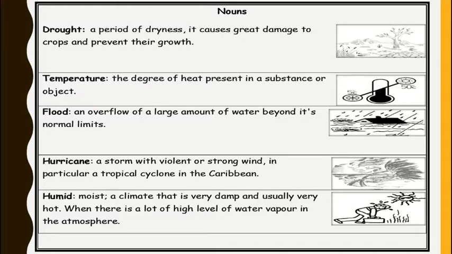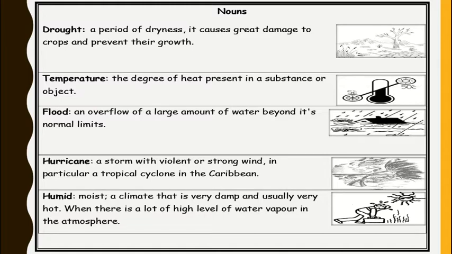Okay, next we have temperature. Temperature is the degree of heat present in a substance or an object. For example, I can measure the temperature for a person or I can measure the temperature for any object that I have. Flood. Flood is an overflow of a large amount of water beyond its normal limits. It happens in some parts of the world that the rain is too much sometimes, so this excess water flows through the ground or through the land, causing damage.